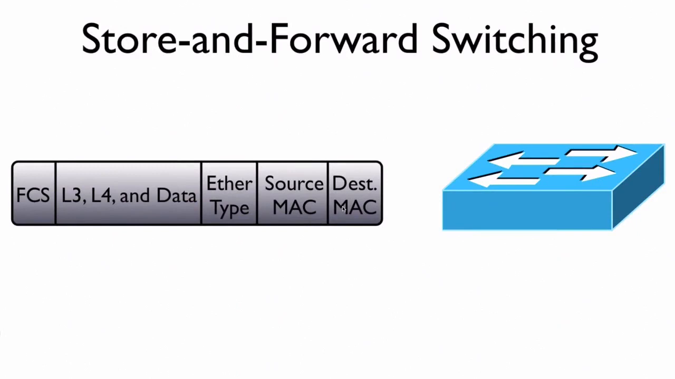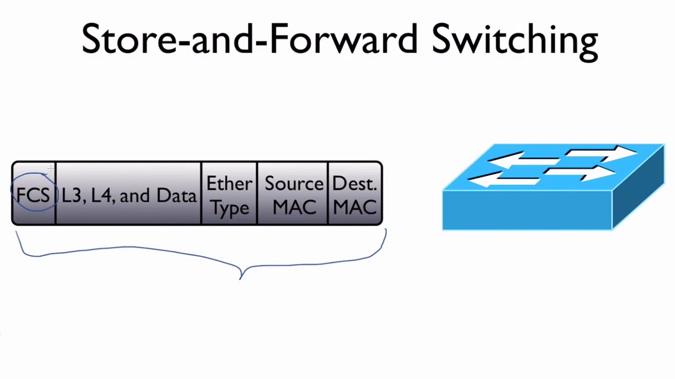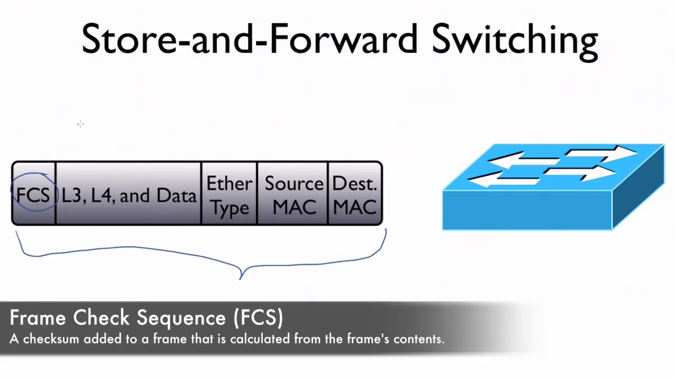With store and forward switching, a switch wants to make sure that a frame is valid, that it's not corrupt, before it starts to forward it out. After all, it would just waste bandwidth if we're forwarding corrupted frames. So the switch waits until it receives the entire frame. Not just the first 48 bits, not just the first 6 bytes, the destination MAC address, in other words. It waits until it receives the entire frame, and it looks at this frame check sequence. The switch is going to calculate, using an algorithm, its own frame check sequence. So the switch creates an FCS of its own.